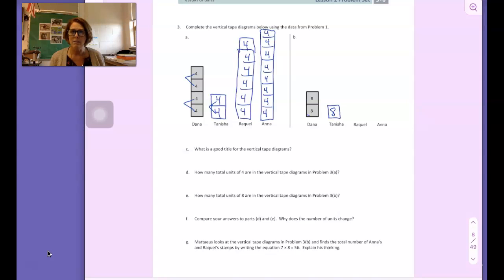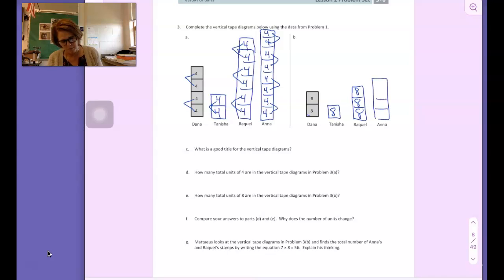How about Raquel? Let's pair off Raquel's. Put 2 4s together, 2 more 4s together, and 2 more, which means we need 3 boxes of 8 in our vertical tape diagram. Go ahead and do Anna's. Pair off her 4s, pair off her groups of 4 stamps to combine into groups of 8. And if you did 4 groups of 8, you are correct.